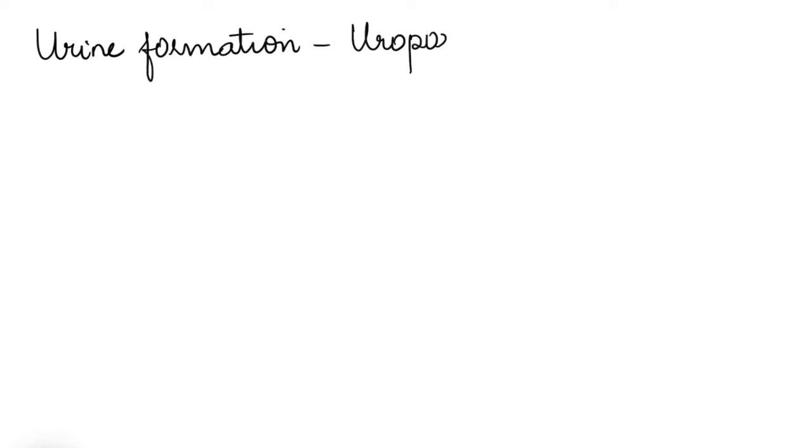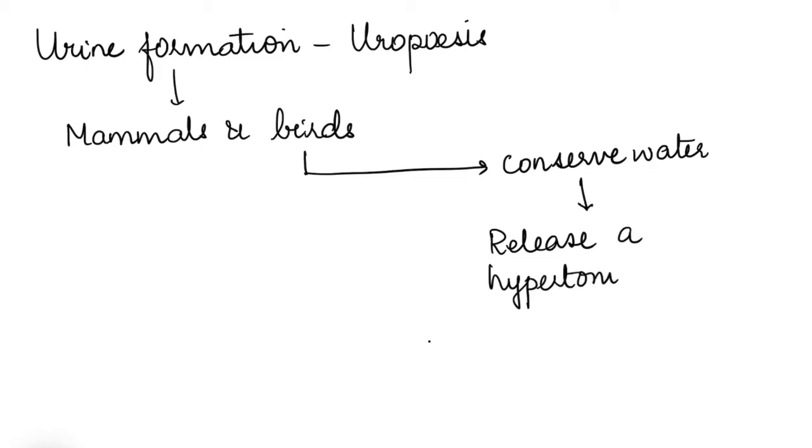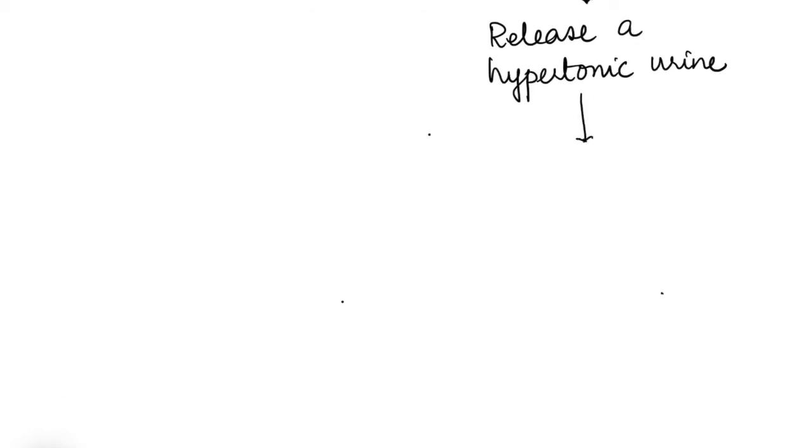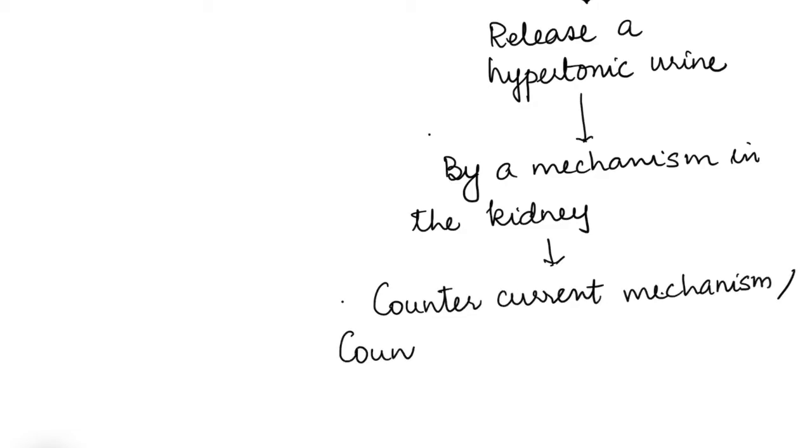In this video, I'm going to talk about the countercurrent mechanism. In my previous videos, I have explained the process of urine formation. Urine formation or uropoiesis is the process of excreting metabolic waste from the body. Most terrestrial organisms need to conserve water and hence are required to release a hypertonic urine. This is done by a mechanism in the kidney called the countercurrent mechanism or the countercurrent multiplier system.